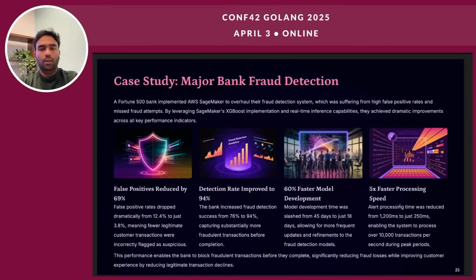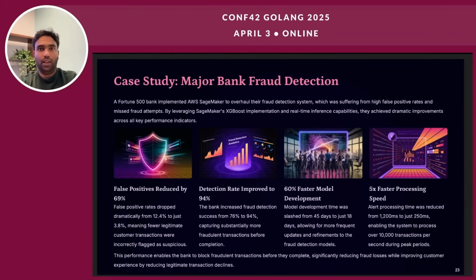Now let's discuss a case where a Fortune 500 bank utilized SageMaker for fraud detection, which led to false positive rates reduced by 69% and detection rates improved by 94%. By leveraging AWS SageMaker's various features, model development improved by 60%, and alert processing time was reduced, with processing speeds 5 times faster.